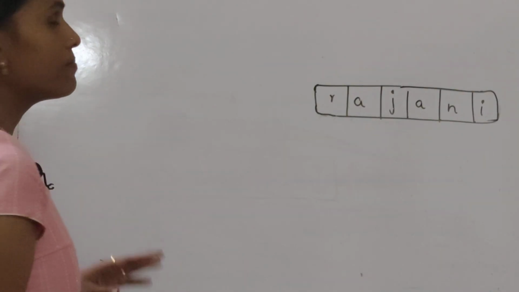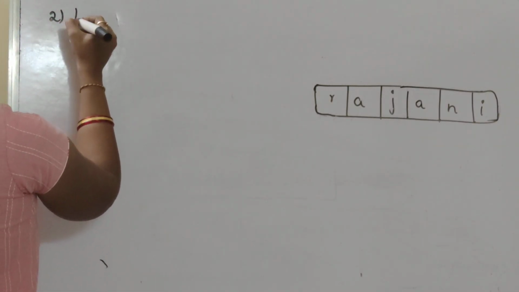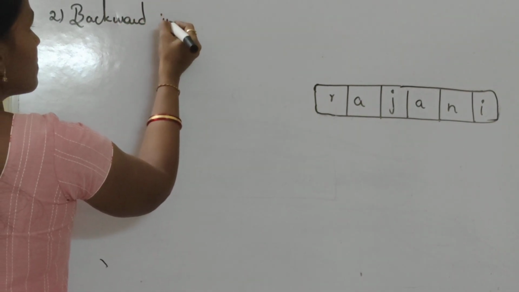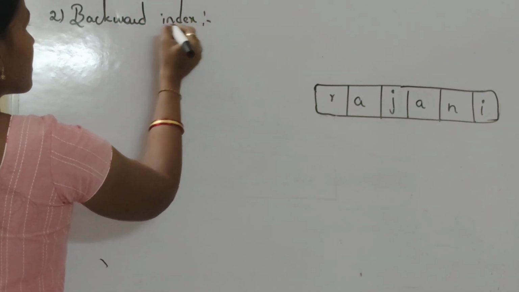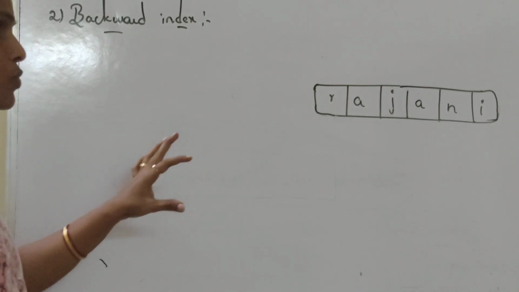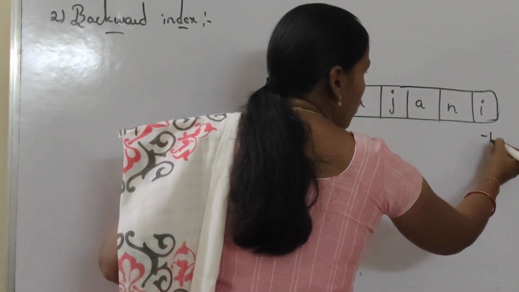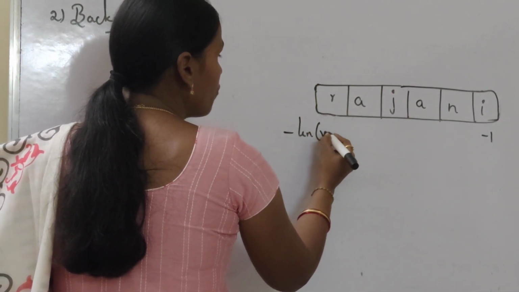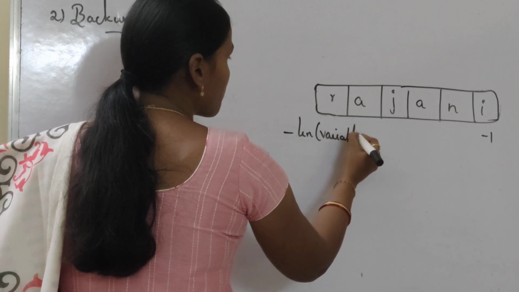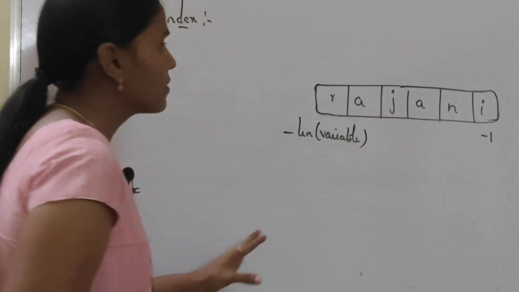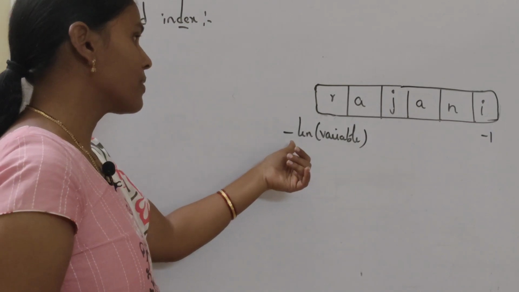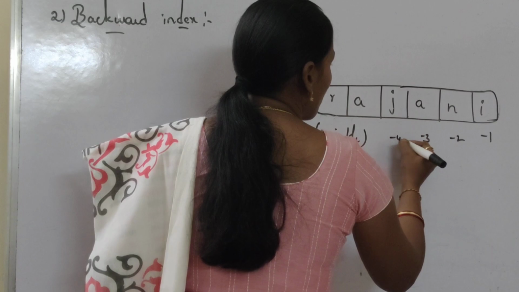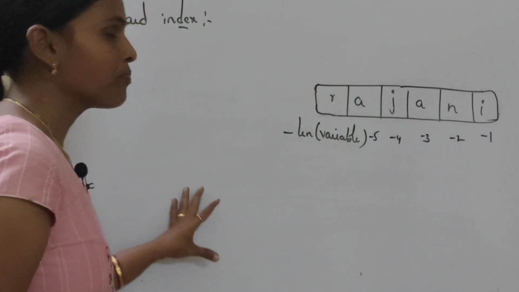We will go for backward index. Second one is backward index. Backward index starts with minus 1 and ends with minus length of variable name. Because it starts with minus 1, that's why we take length. Next, minus 2, minus 3, minus 4 and minus 5.